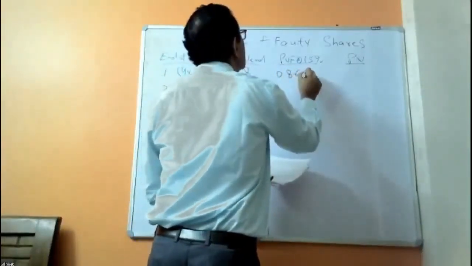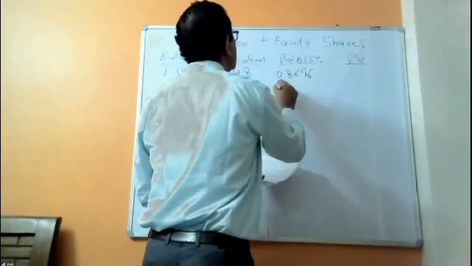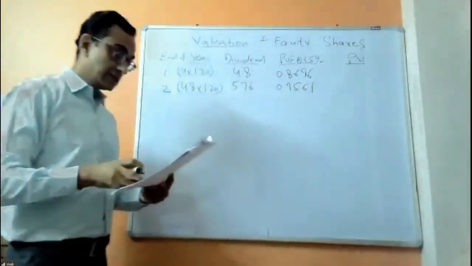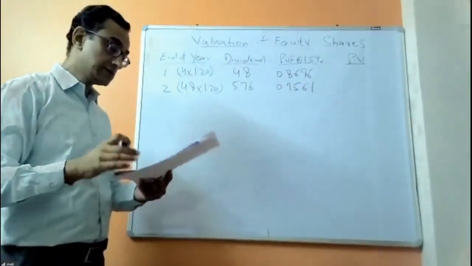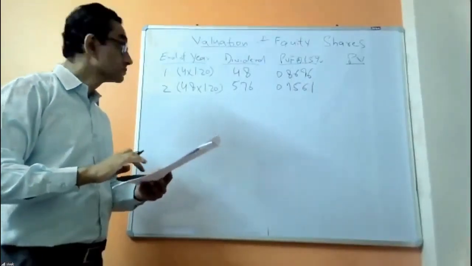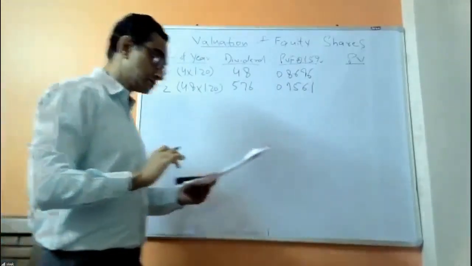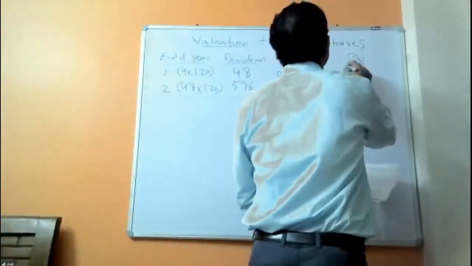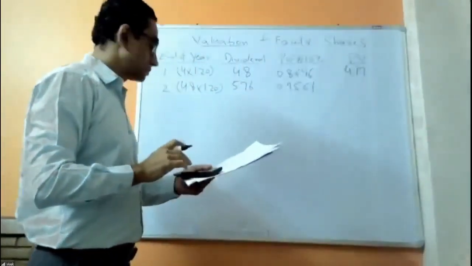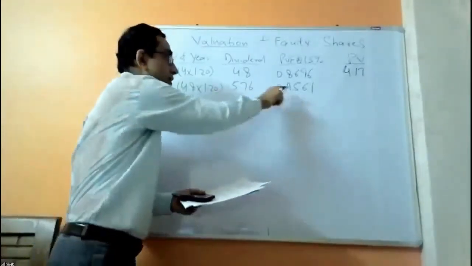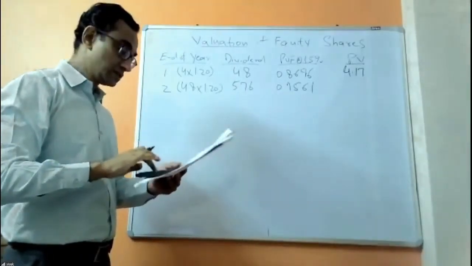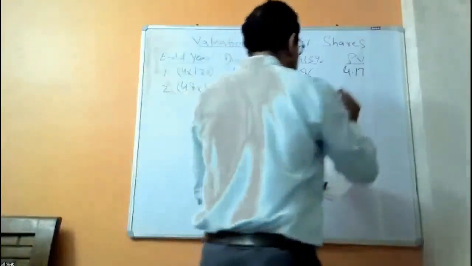0.8696 and 0.7561. Let us multiply the dividend with the present value factor. It's coming to 4.17, and 5.76 multiplied by the present value factor of second year, 0.7561. So it is coming to 4.36.